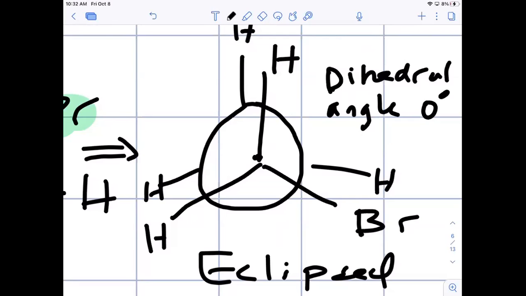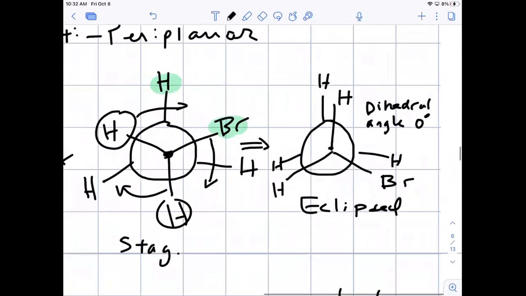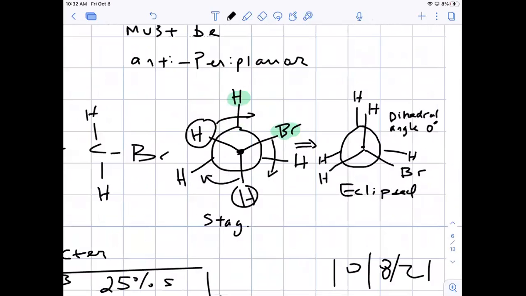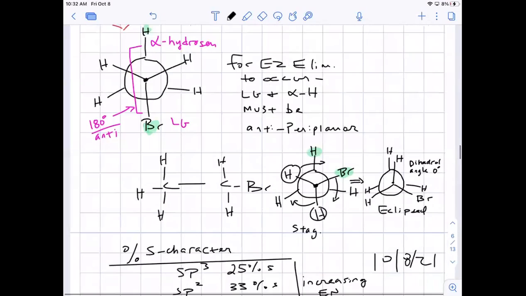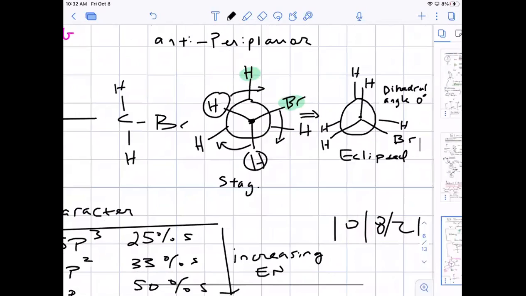All right. So the angle goes to 0, the energy goes up. And so then you can actually rotate around that bond again, another 60. And that's going to get you to, oh, hold up, I need to add another page.